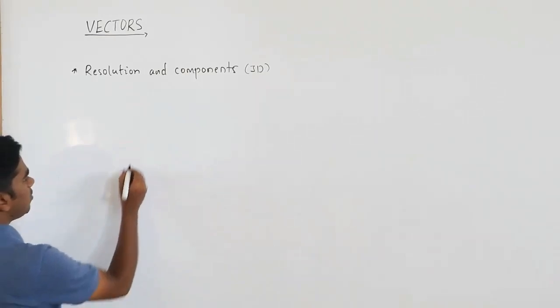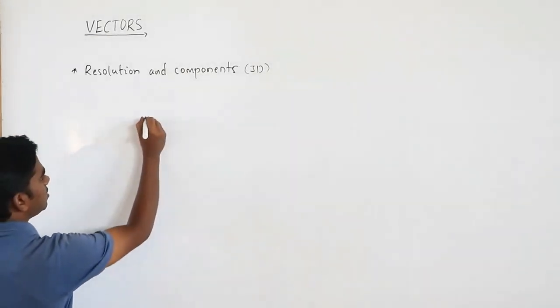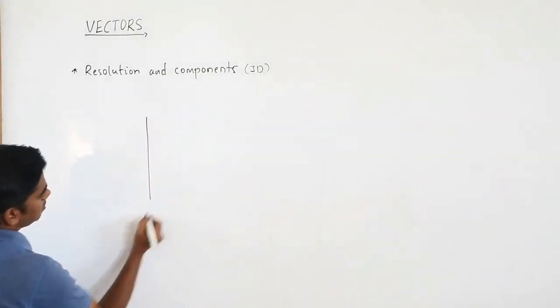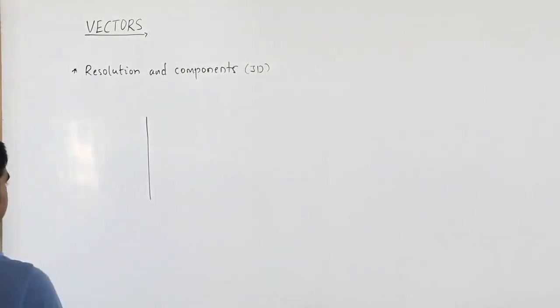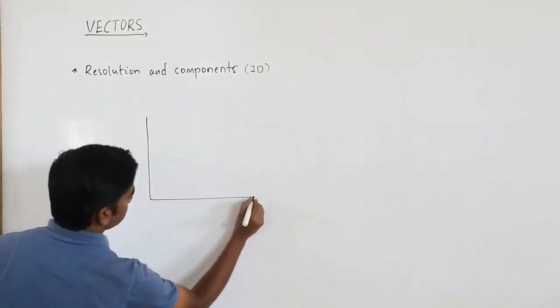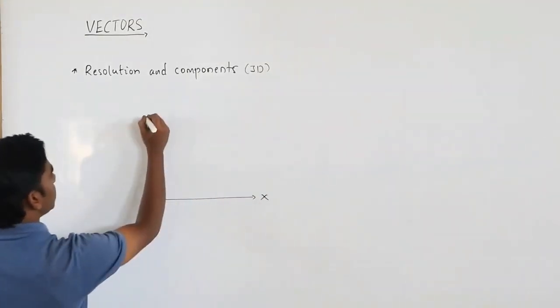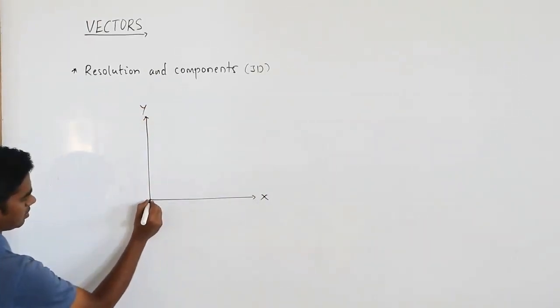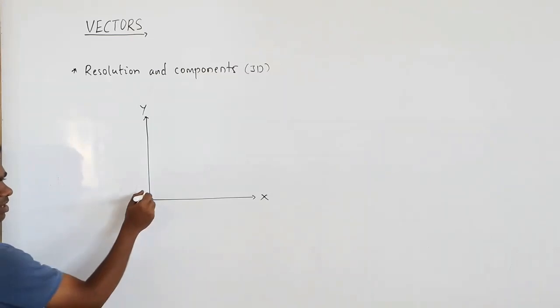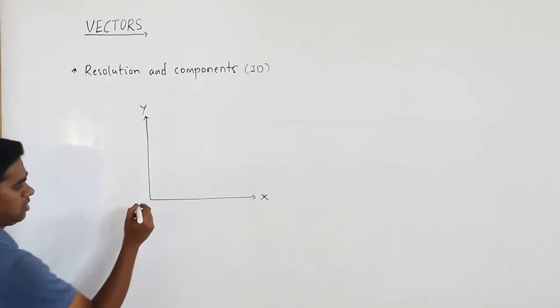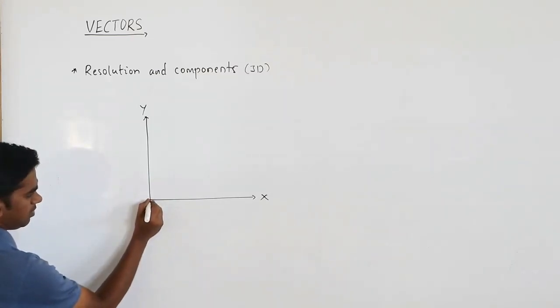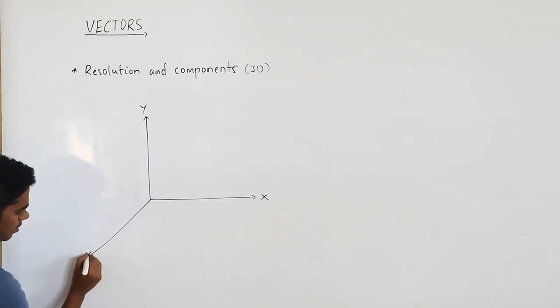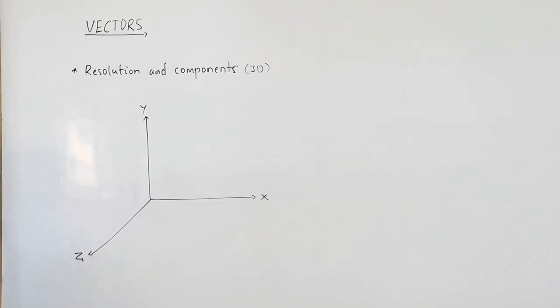Okay, so here what will happen? You have to take 3 axes. So this is one axis, this is the x, this is the y, and z will come out of the board. I will take it like this. Okay, so this is the z.